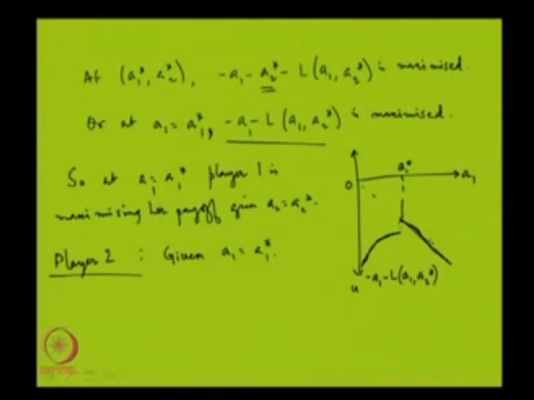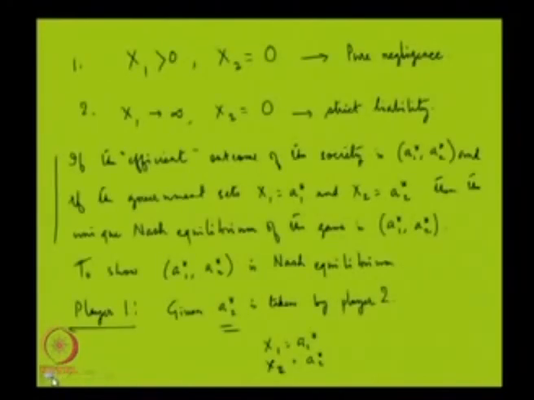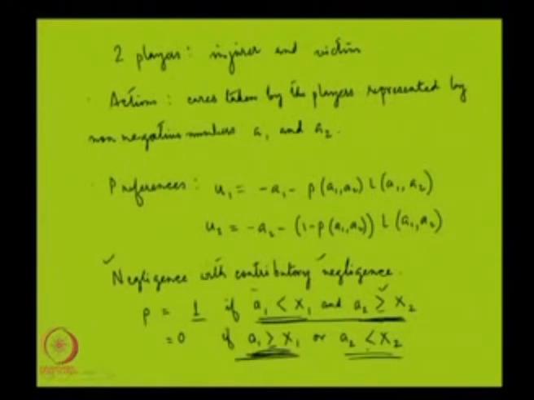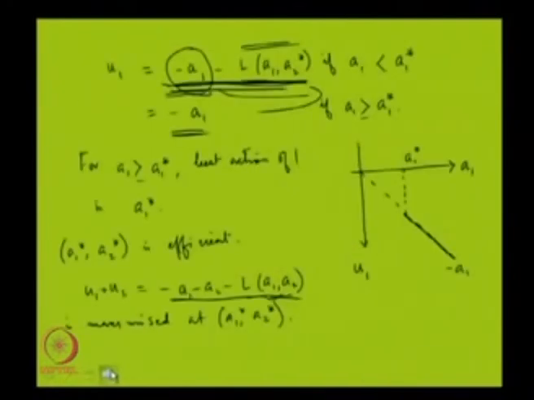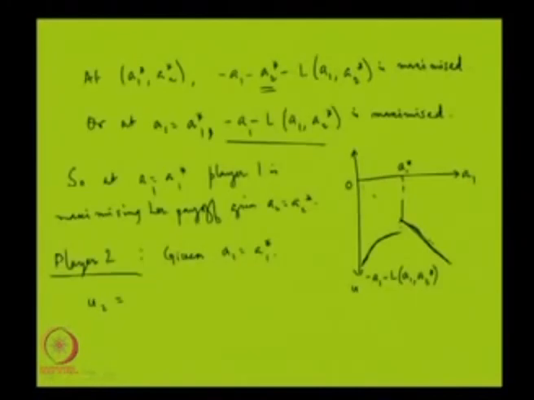Now, the proof here is all like before. Given a1 equal to a1 star, we are going to show that at a2 equal to a2 star, the payoff function of player 2 is maximized. So, what is the payoff function of player 2? Remember, since player 1 is taking a1 star action, player 1 is sufficiently careful. In that case, the compensation that player 2 gets is 0. So, I do not have two ranges like I had for player 1. It will be just minus a2 minus l a1 star and a2, because a1 is equal to a1 star.